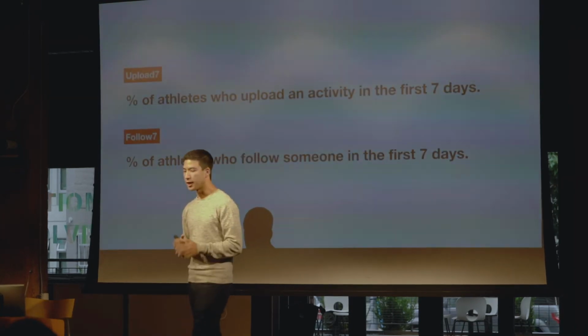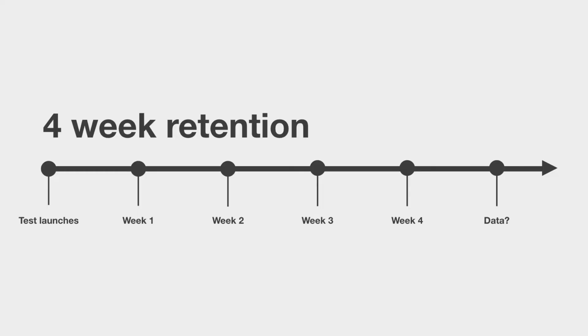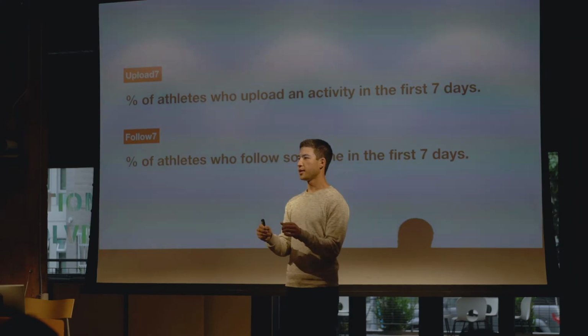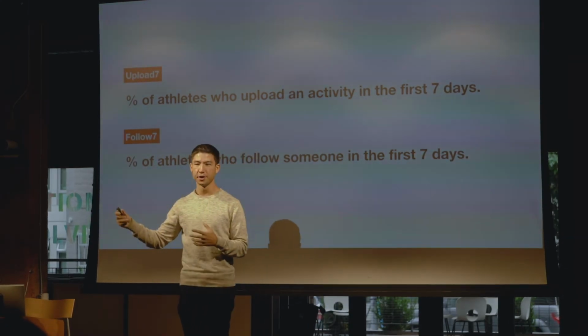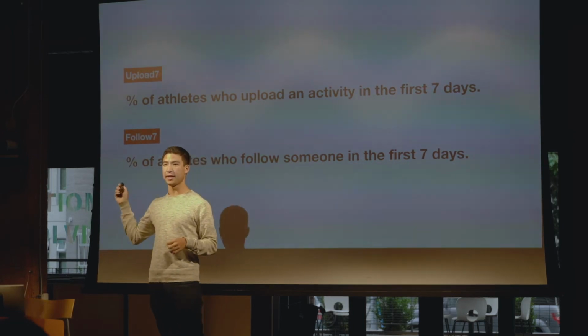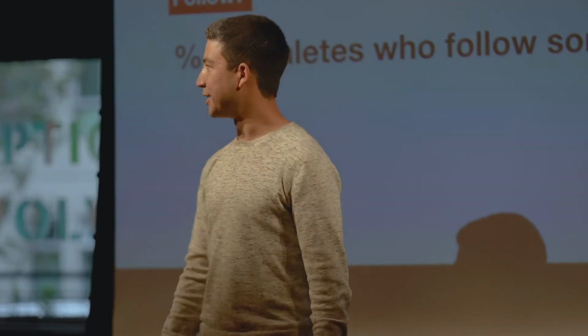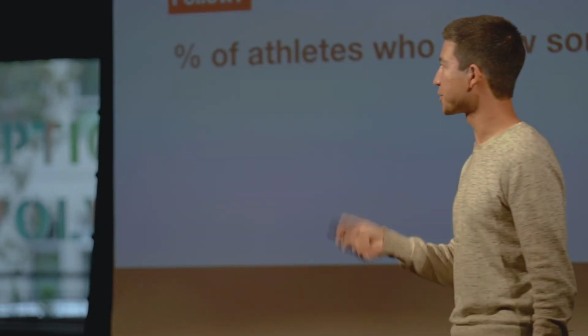So what we've done is a little bit of analysis, and we've looked at what are the core actions that users take that correlate best with 4-week retention, long-term retention. And what's really awesome is that they exactly line up with the value of Strava, which is, hey, uploading and following. So upload 7 is one of our core metrics, the percentage of athletes who upload an activity within the first 7 days.